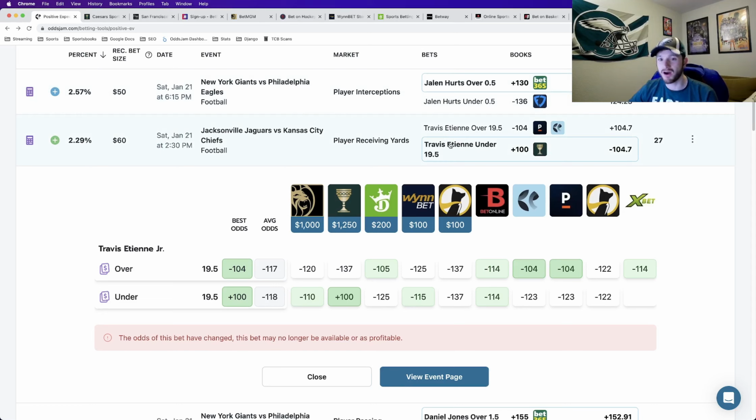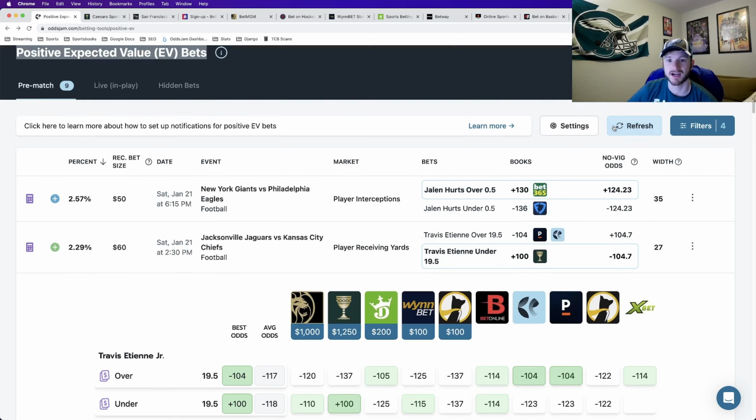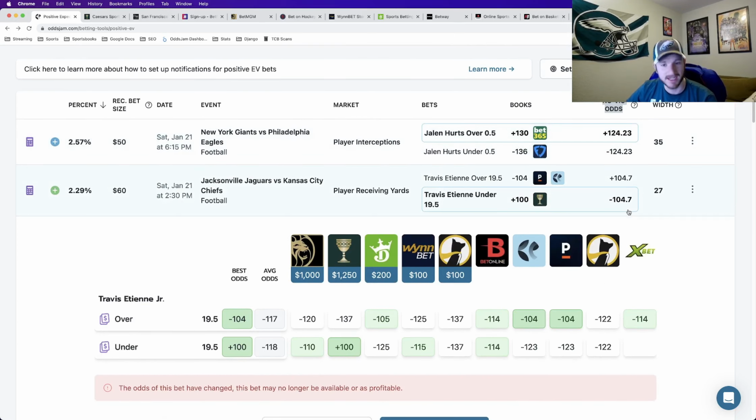The first play that we are going to go ahead and lock in here is Travis Etienne under 19 and a half receiving yards. So this play is at plus 100 odds at Caesars. So you know that this is the positive EV bet because it's bolded and it's got the italics around it, basically a siren saying bet me. And everything kind of comes from these no-vig odds here, right? That's where the profitability, everything is pulled from. And we see on the screen here that they read minus 104.7.